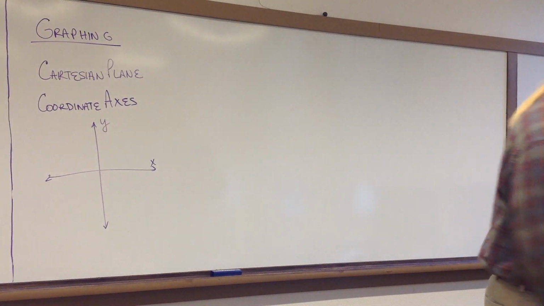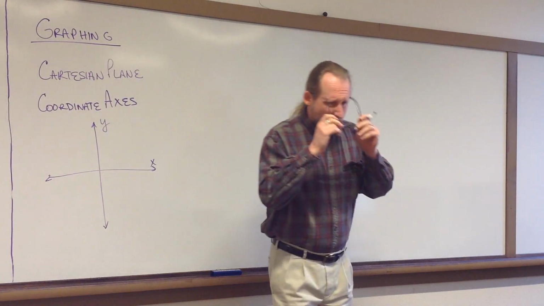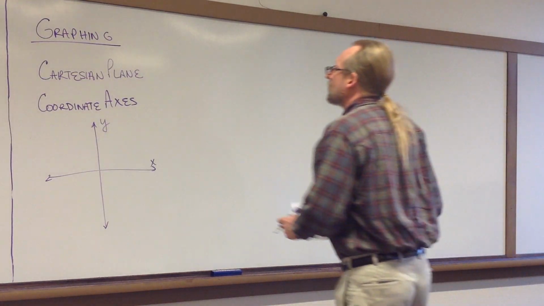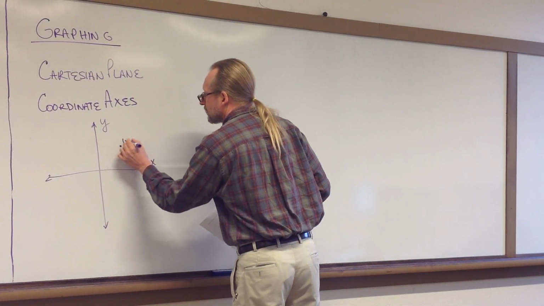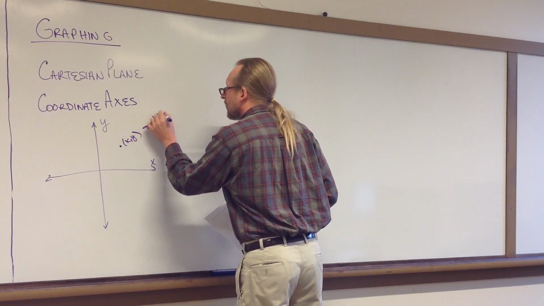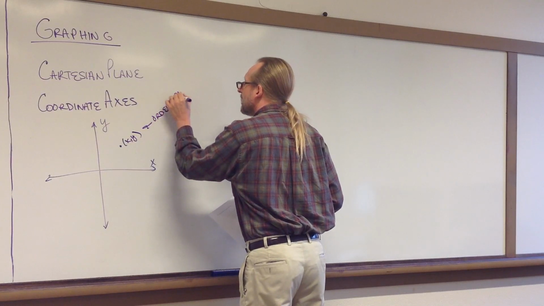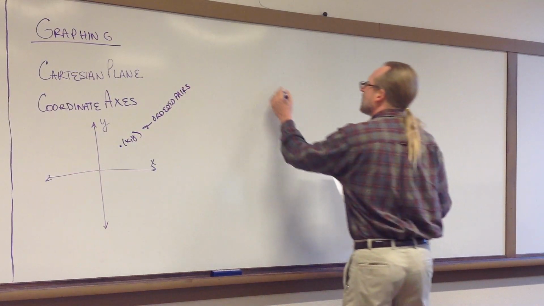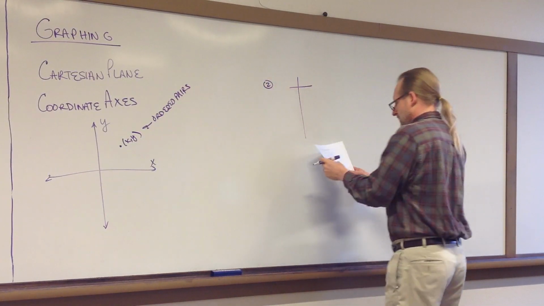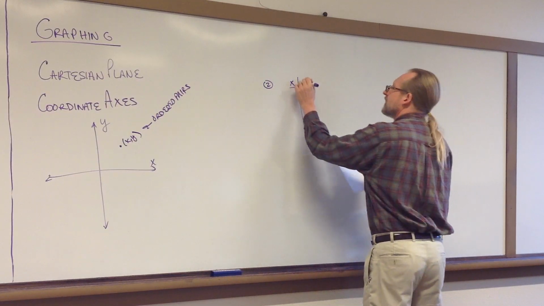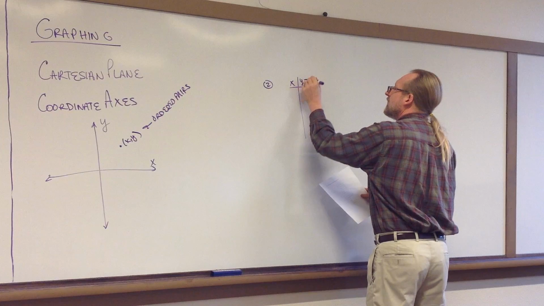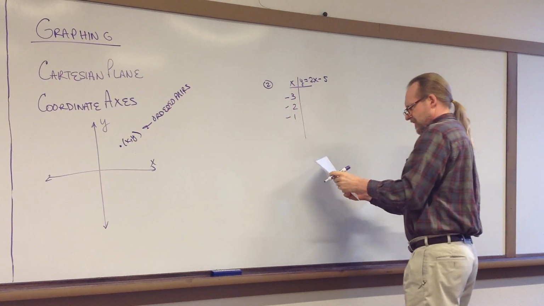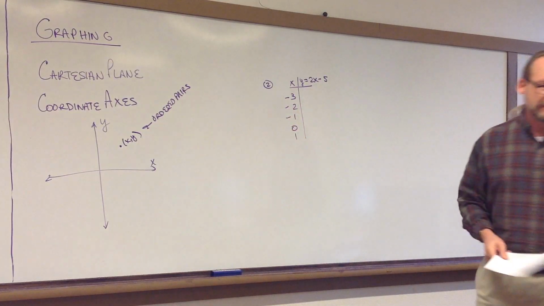The first six problems don't involve graphing. It's all about just getting the ordered pairs, okay? The x and y values, these are sometimes called ordered pairs. Problems 1 through 6 are all about finding sets of ordered pairs given a particular formula. In problem 2, it's y equals 2x minus 5, and I've got x values -3, -2, -1, 0, and 1.